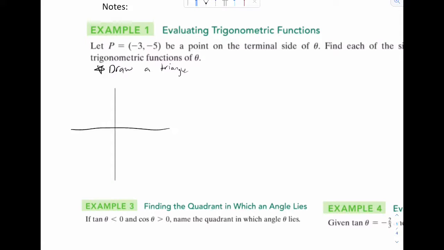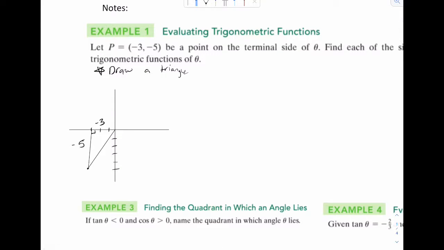So here's our xy axis, the point -3, -5. We know that would be in quadrant 3. And what you want to do is just draw a triangle, like that. And if this point is -3, -5, what you want to do is label the legs of the triangle and put theta right there.